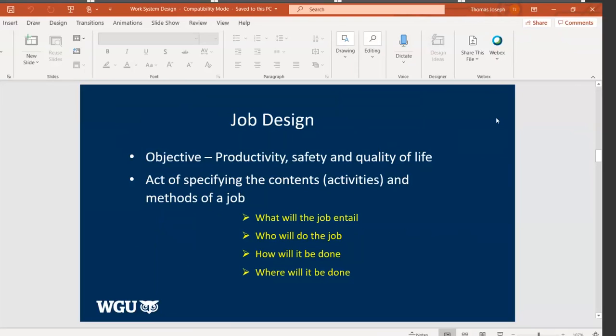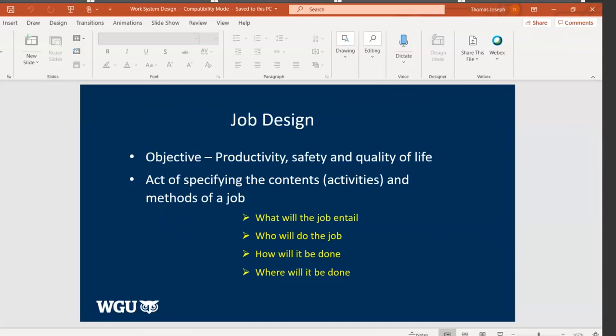You meet the qualification that aligns with the job design. What will the job entail? Who will do the job? How it will be done? And where it will be done. You meet that qualification and therefore you were hired for that position.